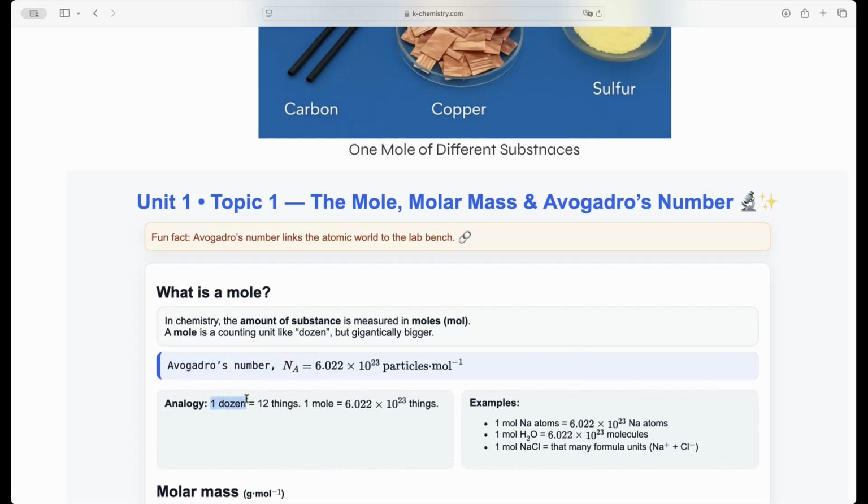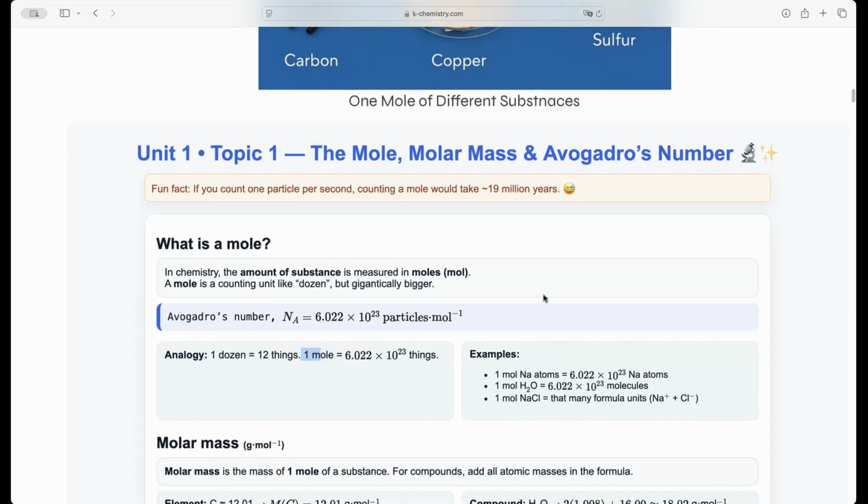Since 1 dozen is equal to 12 things, 1 mole is 6.022 times 10 to the power of 23 of anything. It can be an atom, a molecule.